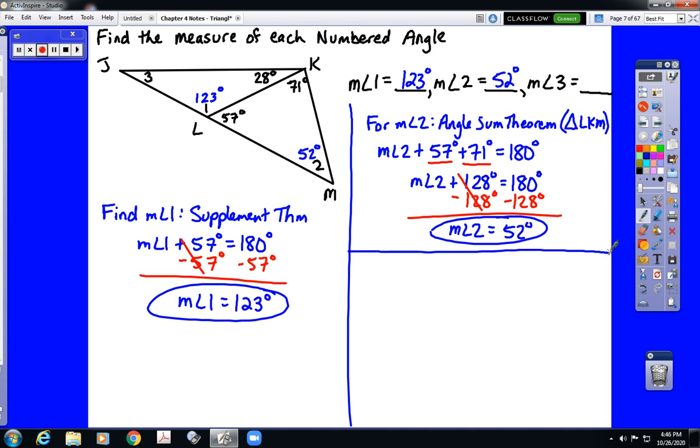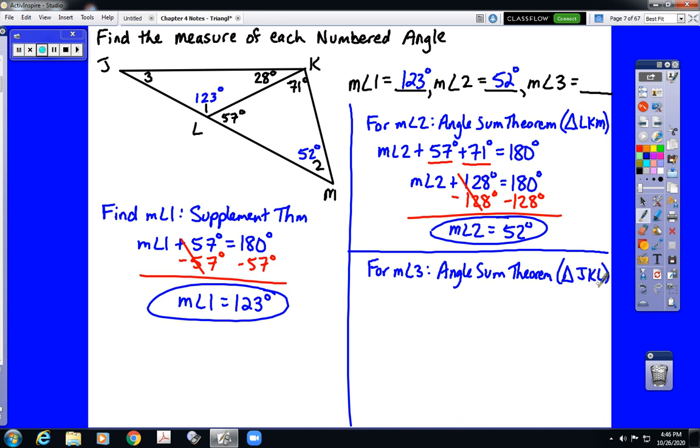The measure of angle 3 is also found using the angle sum theorem. There are actually two different triangles that we could use. I'm going to use the smaller of those two, which is triangle JKL.